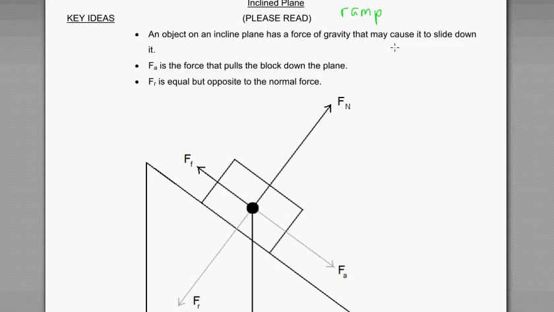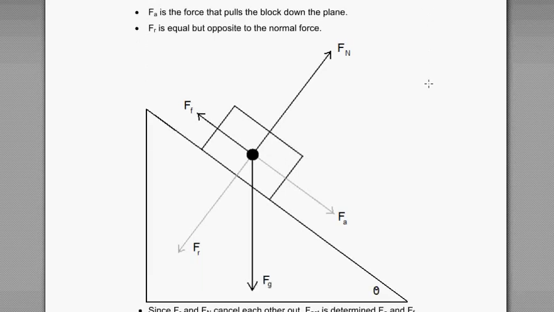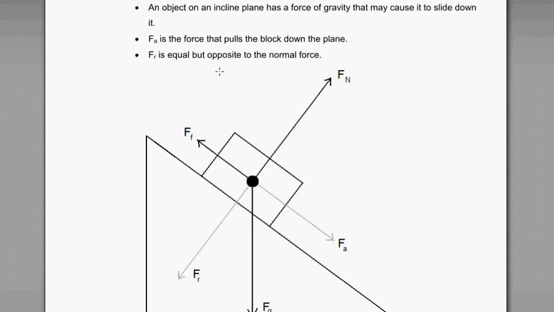Now, what makes these so intriguing to me is that you really get to see how breaking force vectors down takes place. So, let's take a look at this diagram. I made it myself. I think it's pretty awesome. So, let's look at some of these key points.